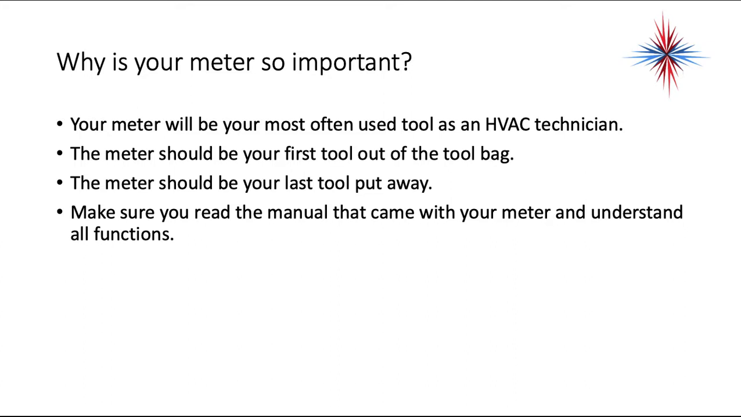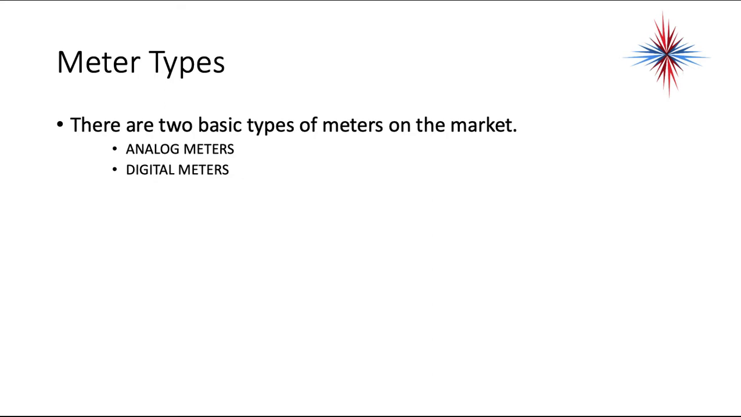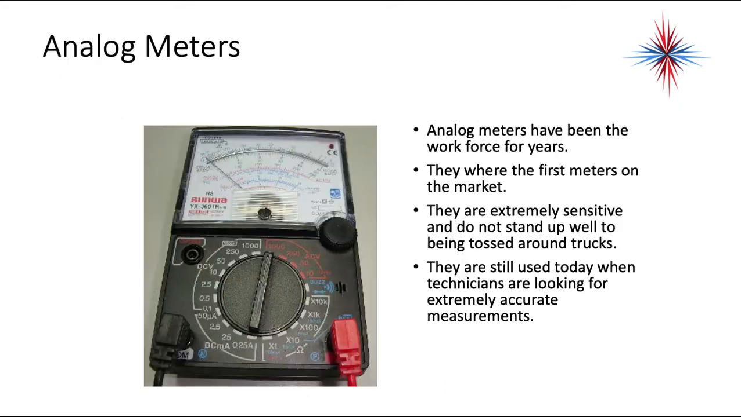Before you use your meter, make sure you read the manual that came with it and understand all of its functions. There's two types of meters on the market. You have analog meters and you have digital meters. The analog meters have been the workhorse for years. They were the first meters on the market. They are extremely sensitive and do not stand up well to being tossed around trucks. They're still used today when technicians are looking for extremely accurate measurements.